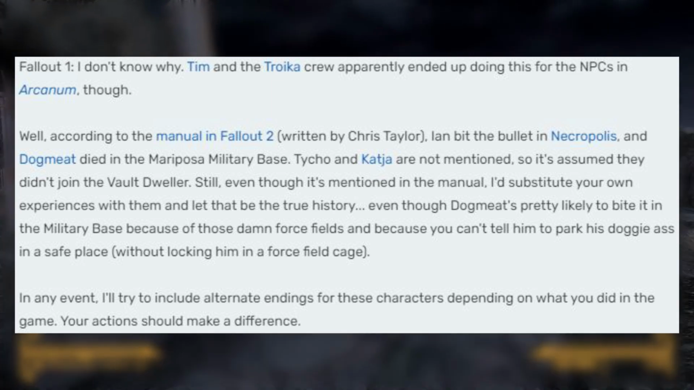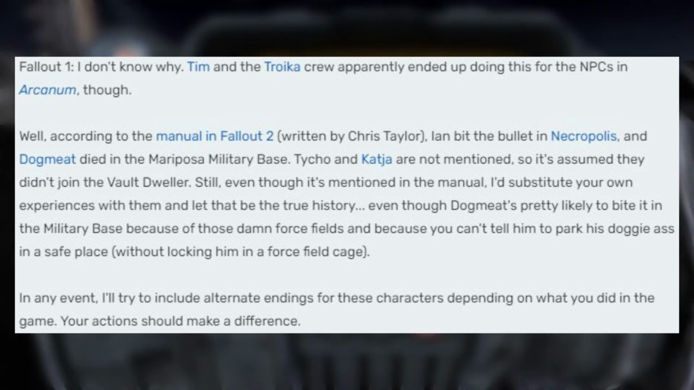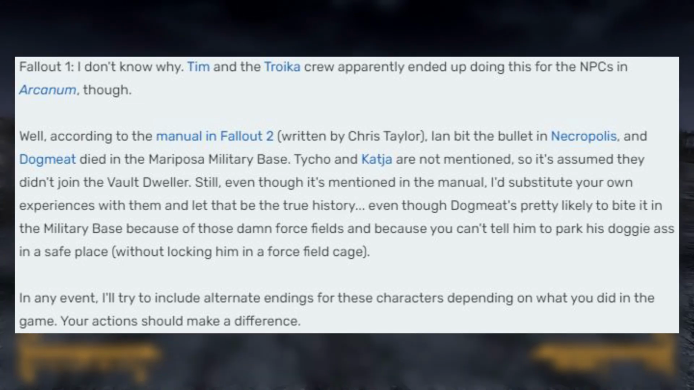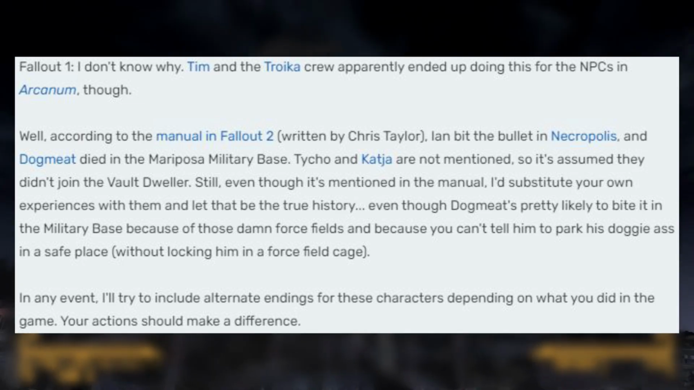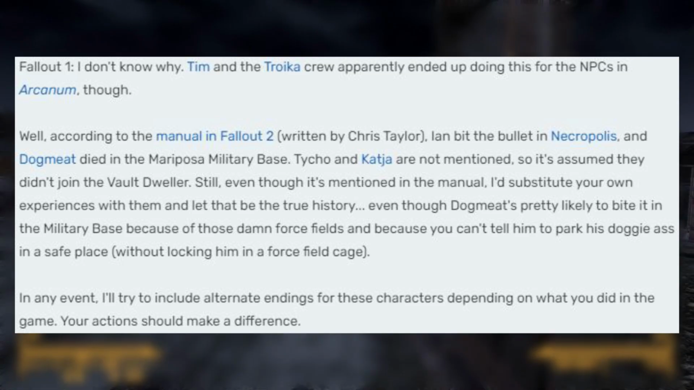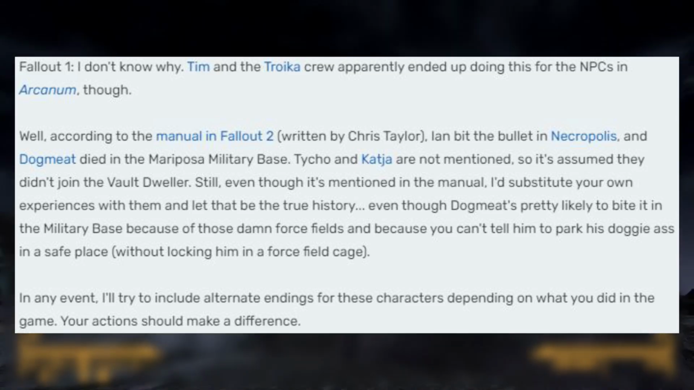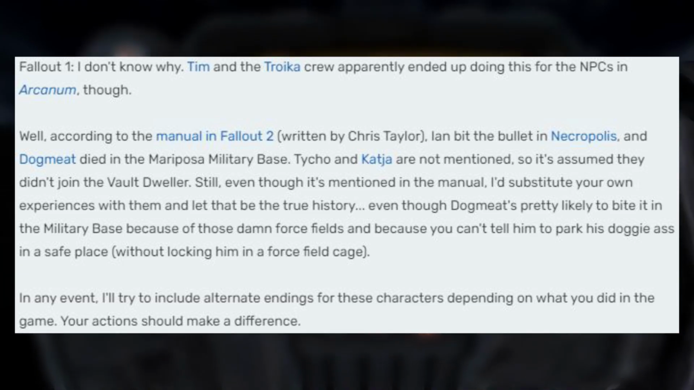Still, even though it's mentioned in the manual, I'd substitute your own experience with them and let that be the true history. Dogmeat's pretty likely to bite it in the military base, because of those damn force fields, and because you can't tell him to park his doggy ass in a safe place without locking him in a force field cage. In any event, I'll try to include alternate endings for these characters depending on what you did in the game. Your actions should make a difference.